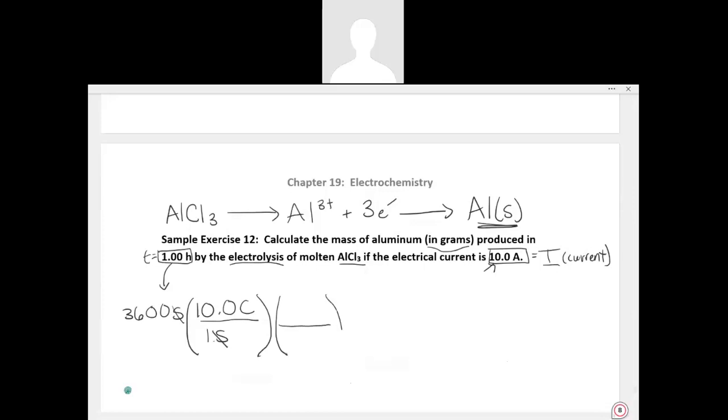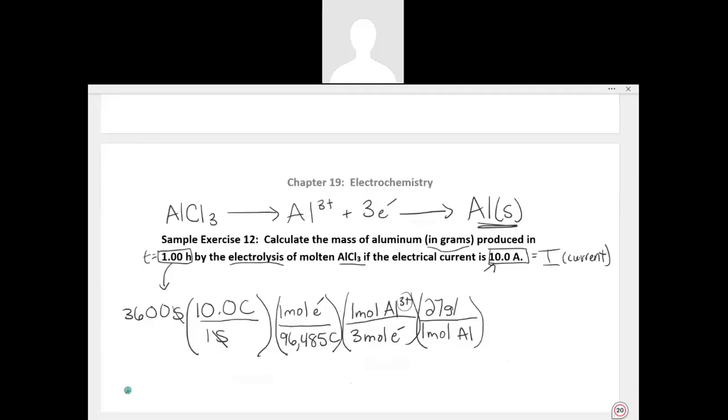We're going to set up a couple more conversion factors here. Now I want my coulombs to cancel. So for every 1 mole of electrons that are transferred, I am using 96,485 coulombs of charge. I know that for every 1 mole of aluminum 3+, I need 3 moles of electrons to reduce that to solid aluminum. And last but not least, I want my value in grams. Every 1 mole of aluminum, the same molar mass as the ion here, will be approximately 27 grams per mole. Coulombs will cancel, moles of electrons cancel, moles of aluminum cancel. I'm going to be left with my value in grams here.